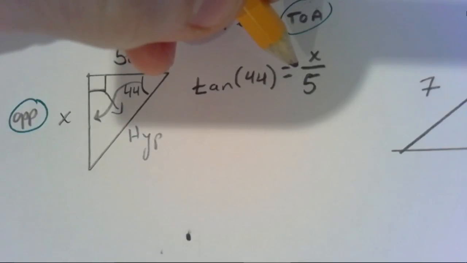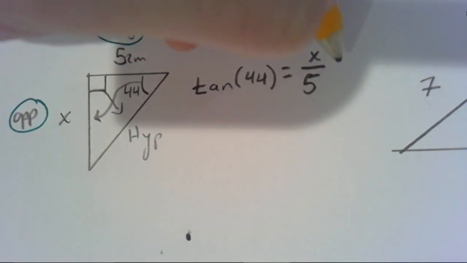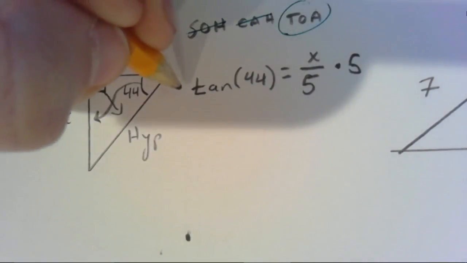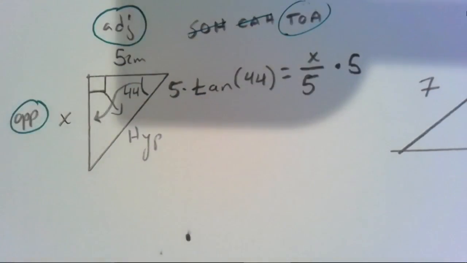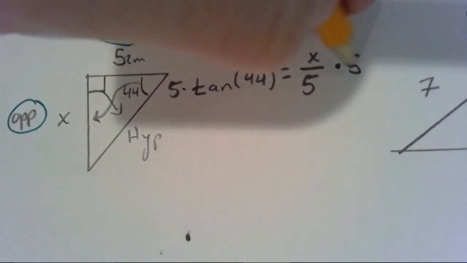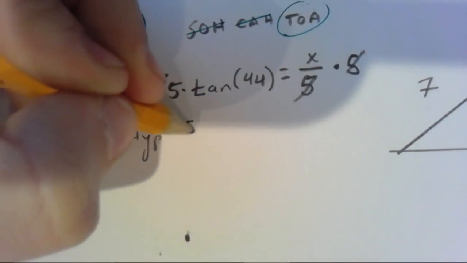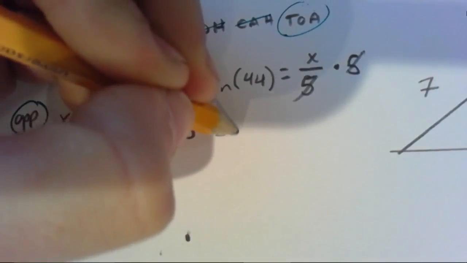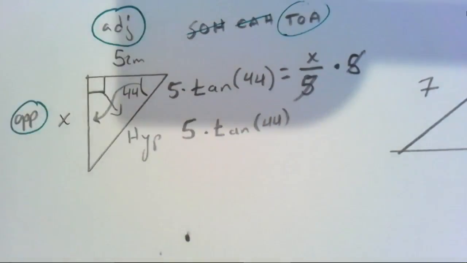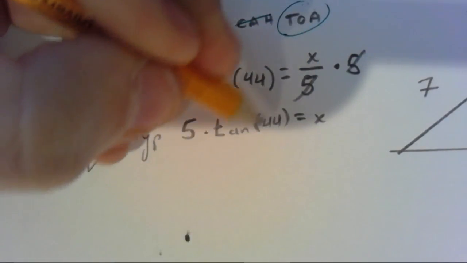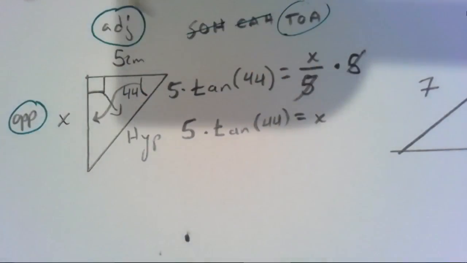There's a 5 on this side and I'm dividing x divided by 5, so I will multiply both sides by 5. So I'll multiply by 5 here, which means I need to multiply by 5 over here. I do that because that'll cancel out this 5 with that 5, and I'm left with 5 times tan 44 is equal to x. At this point, you can just plug this into your calculator. Now that you've got the variable x all by itself, just plug this into your calculator, make sure you're in degree mode, and you should get your answer.